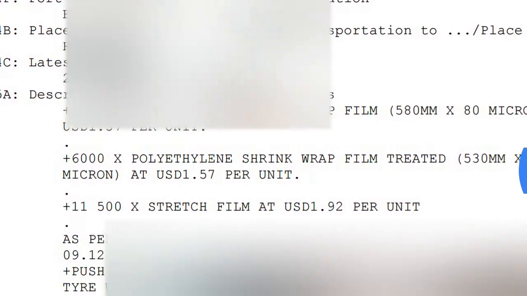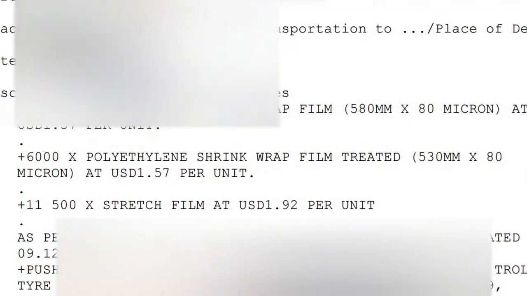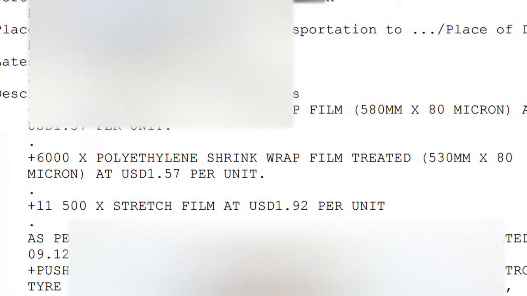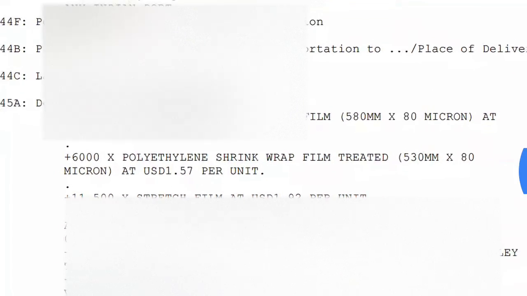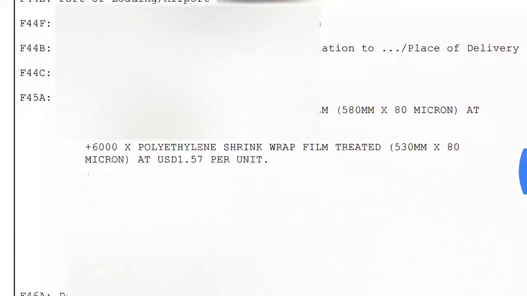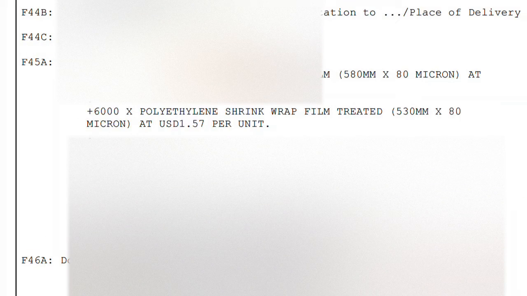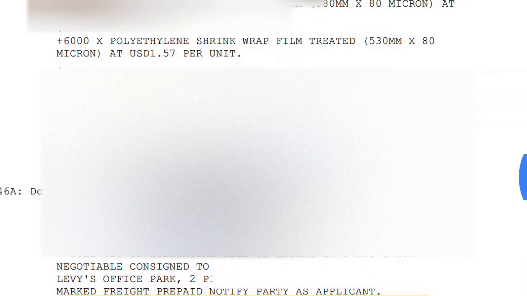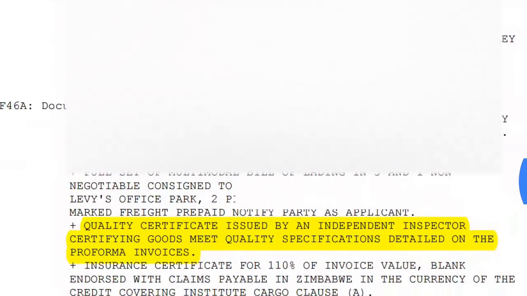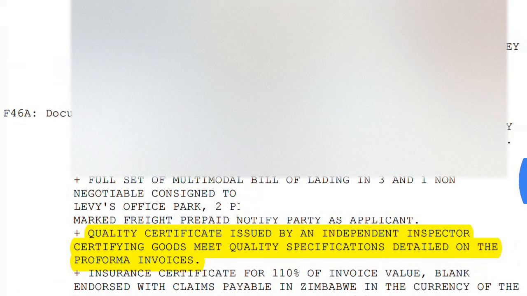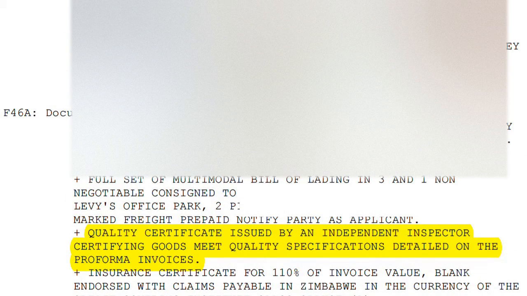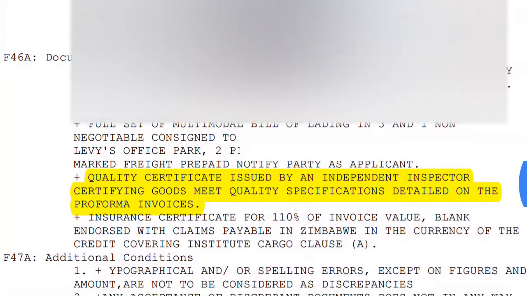Now the description of the goods is mentioned here. As per the proforma invoice, these details need to be dispatched. The agreement is done under this PI, the proforma invoice.